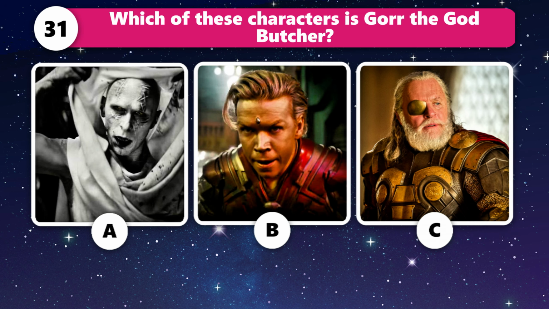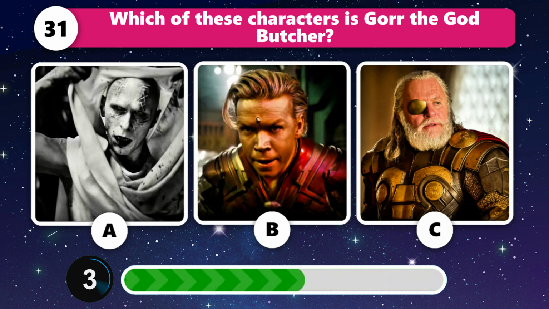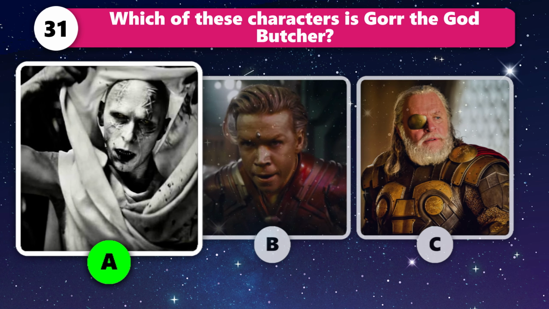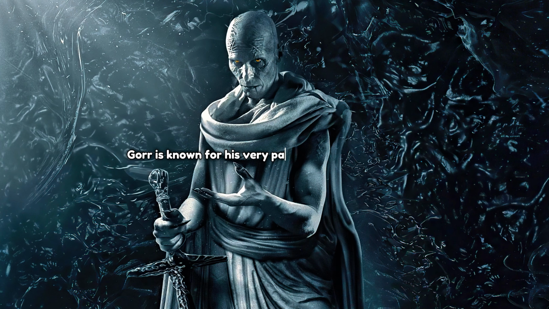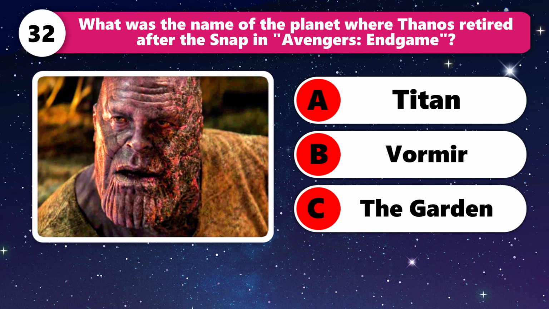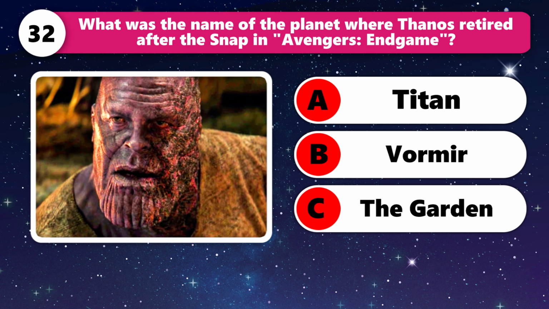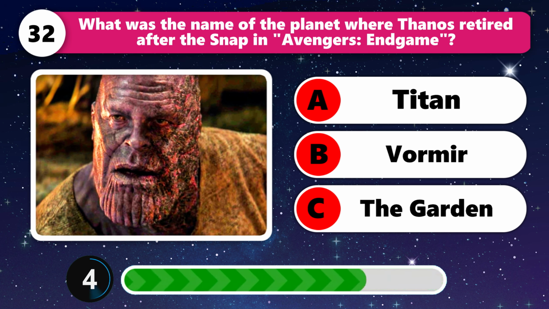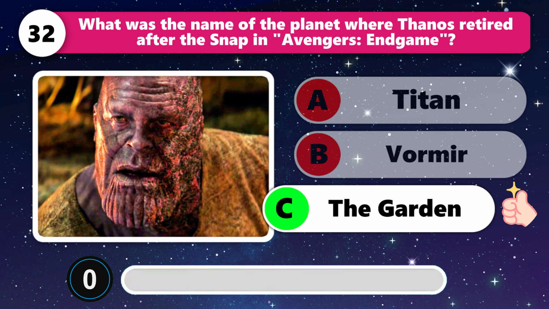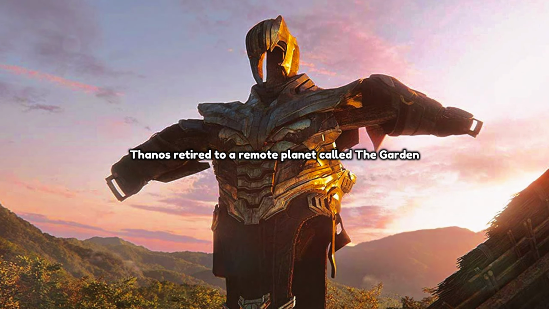Which of these characters is Gore the God Butcher? You're on top of your game! Gore is known for his very pale skin and dark markings. What was the name of the planet where Thanos retired after the snap in Avengers Endgame? Simply brilliant! Thanos retired to a remote planet called the Garden.